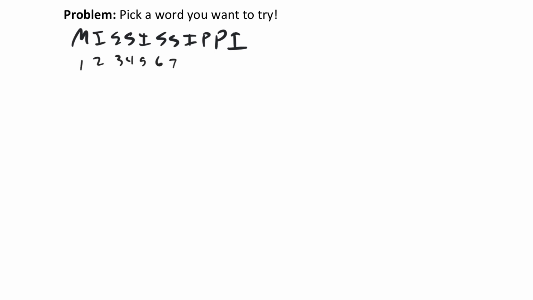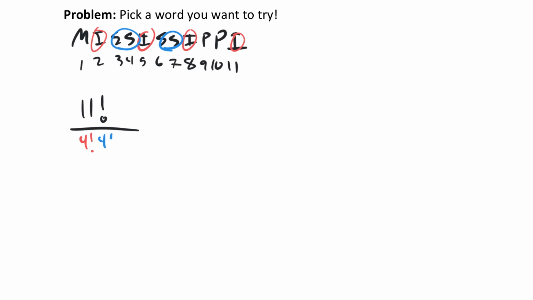All right, my favorite word to do this with is Mississippi. M-I-S-S-I-S-S-I-P-P-I. Mississippi has a lot of letters and a lot of repeated letters, so it's a lot of fun. Let's see how many letters it has first. 1, 2, 3, 4, 5, 6, 7, 8, 9, 10, 11. It has a total of 11 letters. So we start with 11 factorial on the top. Underneath, we have to divide by, well, there's going to be 1, 2, 3, 4 I's, so 4 factorial. There's going to be 4 S's, so a 4 factorial, and there's going to be 2 P's, so 2 factorial.